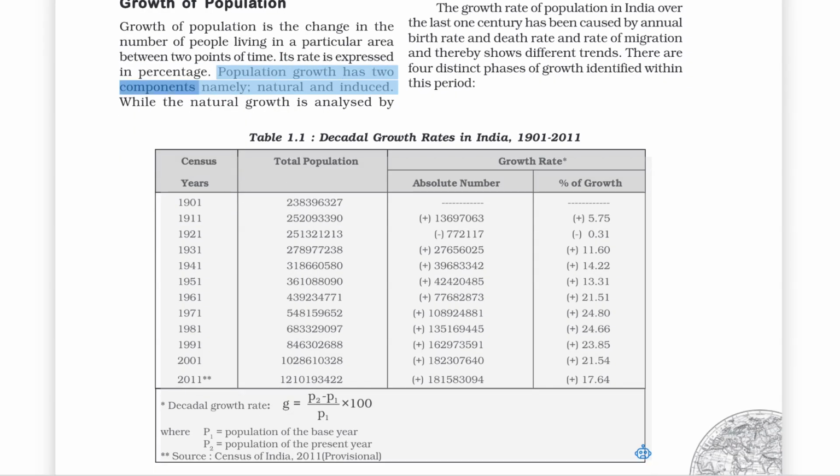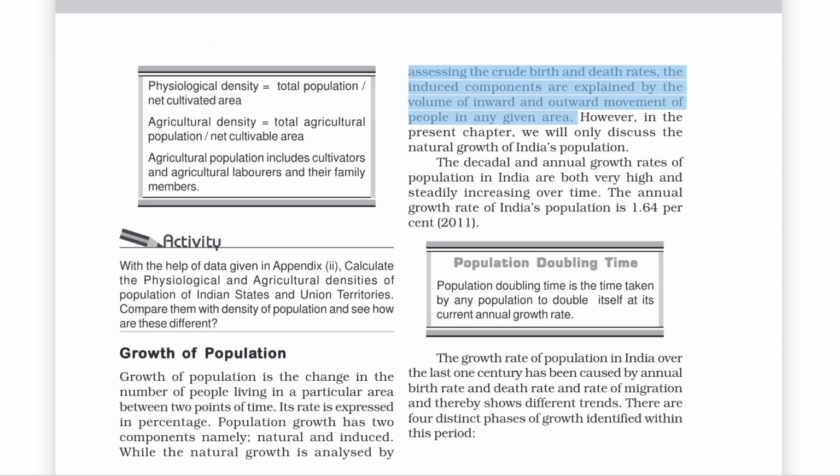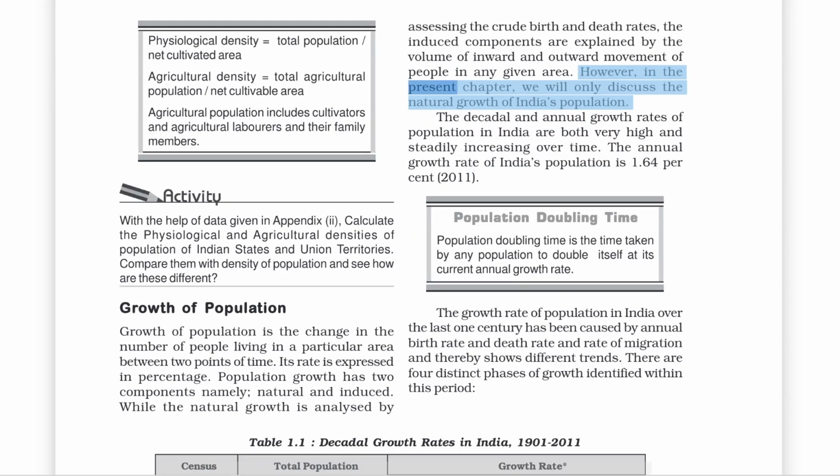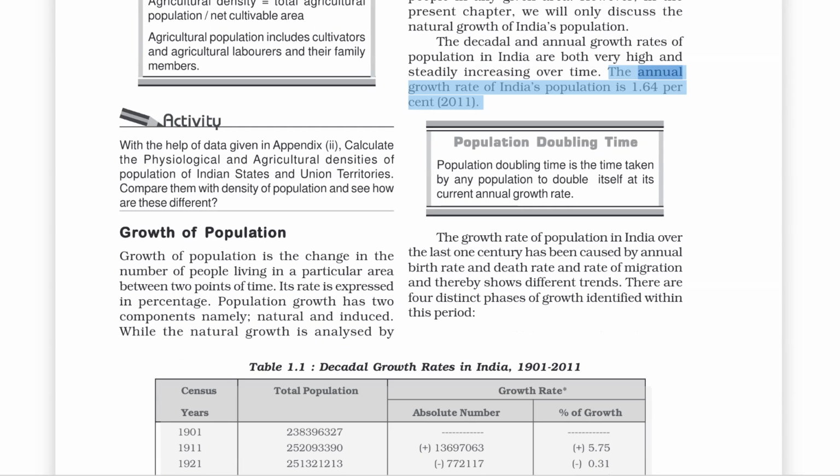Population growth has two components, namely natural and induced. While the natural growth is analyzed by assessing the crude birth and death rates, the induced components are explained by the volume of inward and outward movement of people in any given area. However, in the present chapter, we will only discuss the natural growth of India's population. The decadal and annual growth rates of population in India are both very high and steadily increasing over time. The annual growth rate of India's population is 1.64%, 2011.